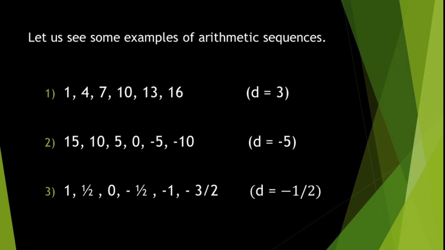Let us see some examples of arithmetic sequences. 1, 4, 7, 10. This is a sequence with the difference d equal to 3. Next example, 15, 10, 5, 0, minus 5, minus 10. This is an arithmetic sequence with difference d equal to minus 5. 1, half, 0, minus half. This is an arithmetic sequence with d equal to minus half.